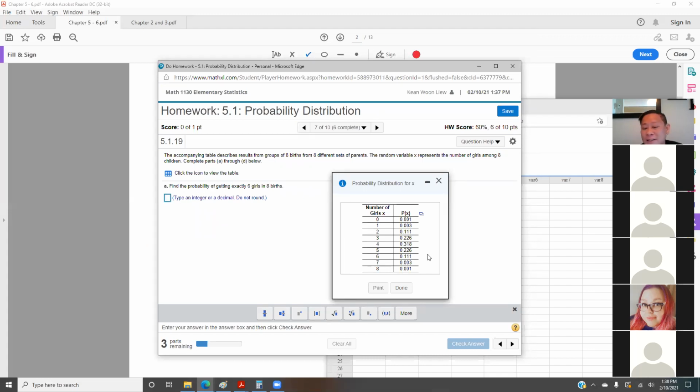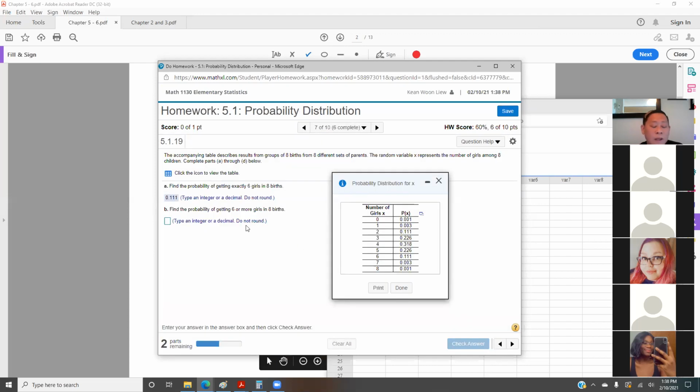This question is giving us this probability distribution. Can you tell me what is the probability of getting exactly 6 girls in this case? What is the probability of getting exactly 6 girls? So 6 is right here, right? And what is the probability of that? 0.111.